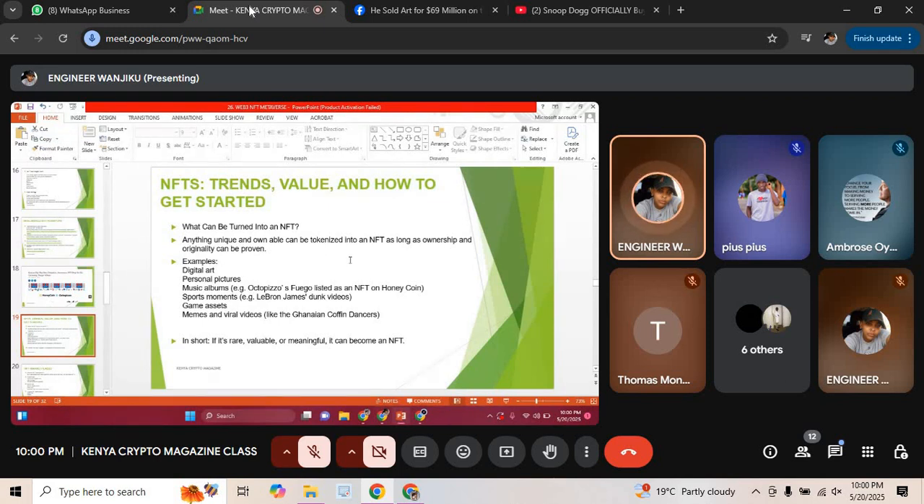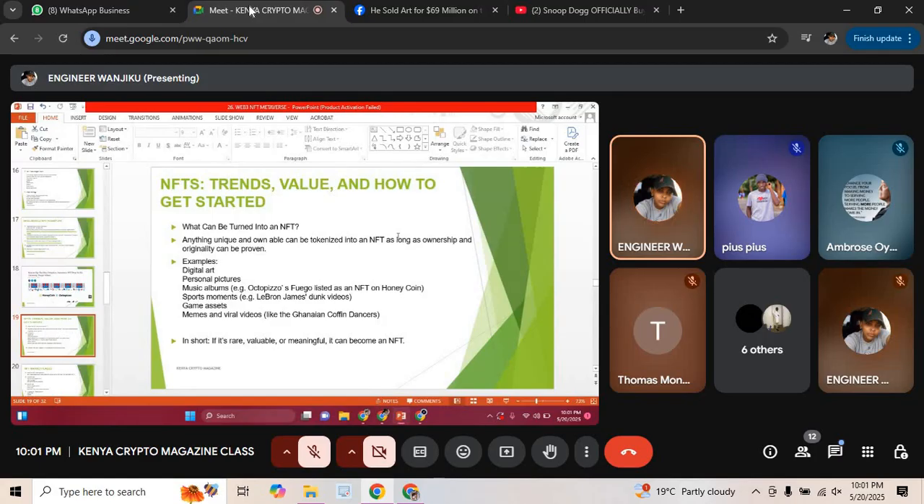So what can be turned into an NFT? Anything unique that you own can be tokenized into an NFT as long as the ownership and originality can be proven. So what can you post as an NFT? Digital art, your own personal pictures, music albums. You've seen that with Octopizzo's Fuego album. Sports moments, example, LeBron James dunking videos, gaming assets, meme or viral videos, as long as it's what? Unique, and you can actually prove the ownership and the originality of that asset.